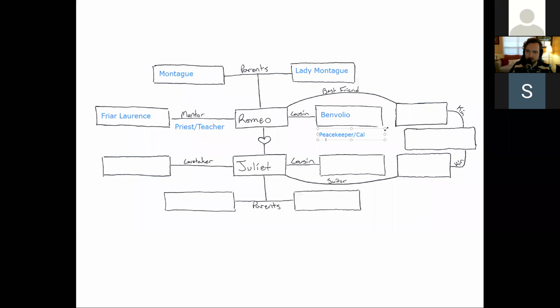Benvolio has a reputation as a calm peacekeeper. He's a good kid. He's not looking to start a fight. He generally speaking is pretty staid.